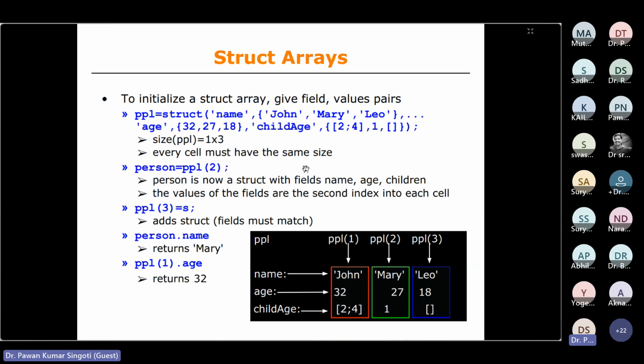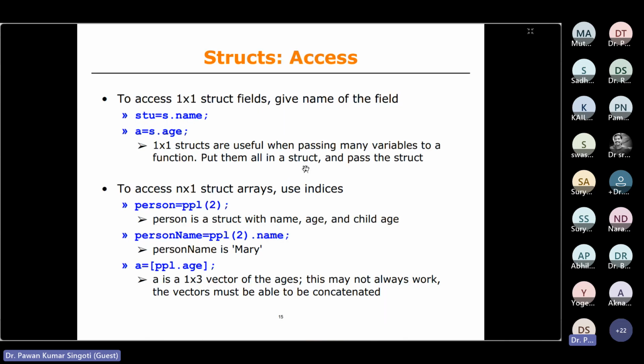Okay, so we have seen over here what a cell array and a struct array are, and how to access these structs. It can be given a name of the field, stu equal to s.name or a equal to s.age, which gives us 1 cross 1 structs. They are useful when passing many variables to a function. Put them all in a struct and pass the struct.